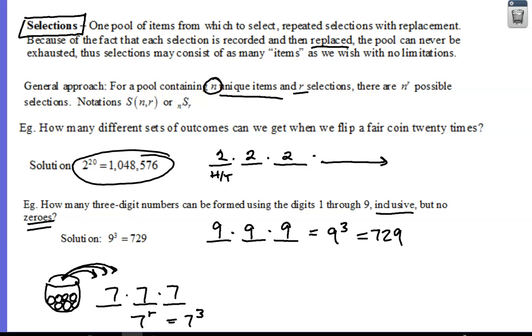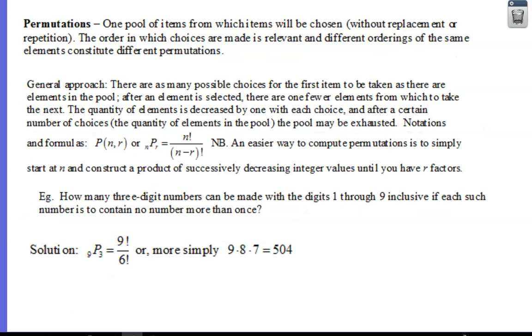That's a selection. Okay, permutations. Permutations is like a selection. There's still one pool of items that you can choose from without replacement. So you don't put them back in, meaning you can't get them more than once. That's what a permutation is. So the order matters here of how you pick the elements. And we'll talk about that more as we go on.